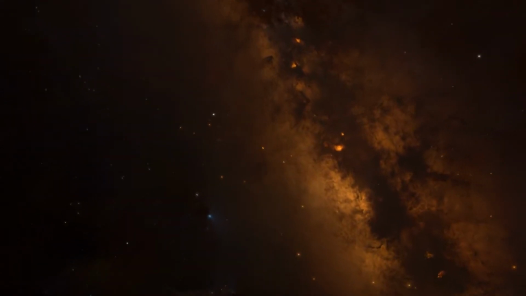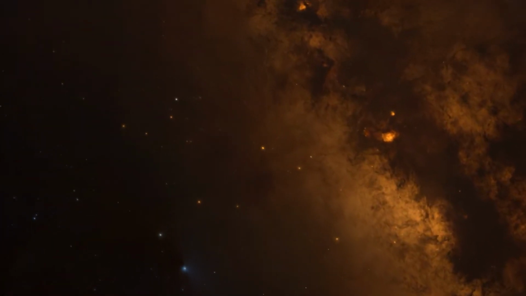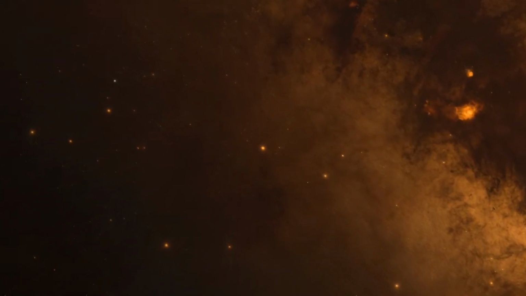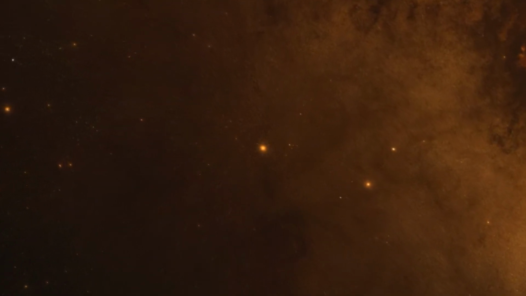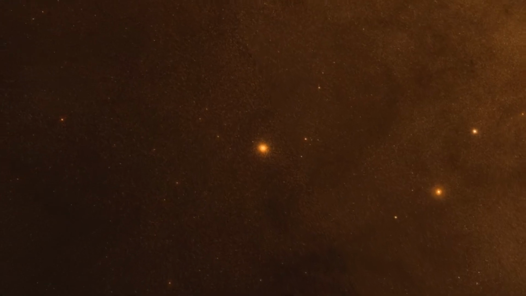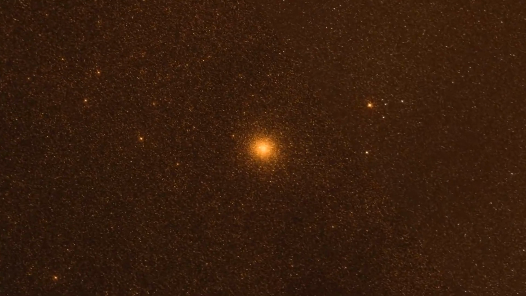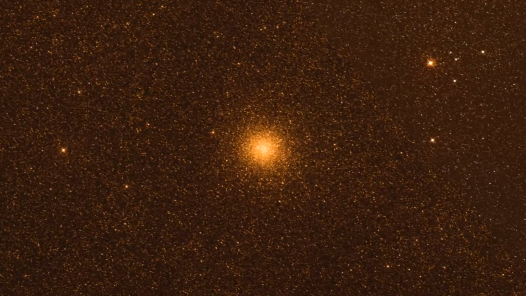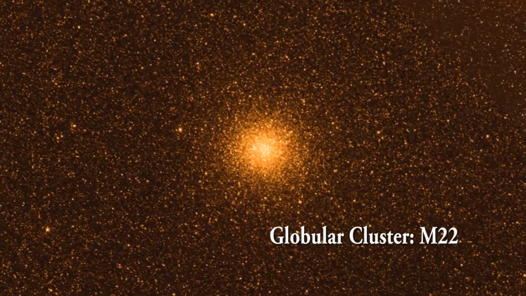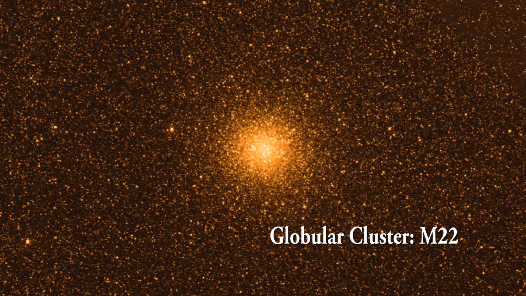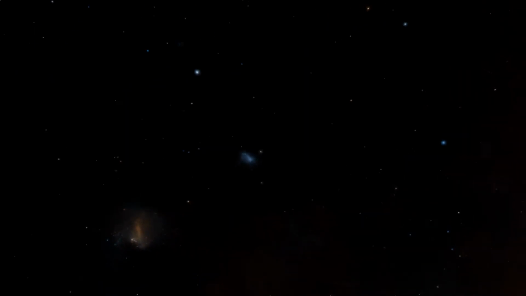Let's take a look. If you look out into space, you can see some of the hundreds of billions of stars that make up our galaxy. But if we look closer with the aid of a telescope, we can see that some of the stars aren't single stars at all, but collections of hundreds of thousands of stars clumped together. These globular clusters, like the one we call M22 here, were first discovered over 300 years ago. Since then, we've discovered more and more globular clusters in our galaxy. At this point, we're up to about 150.